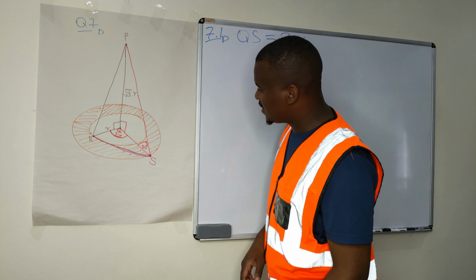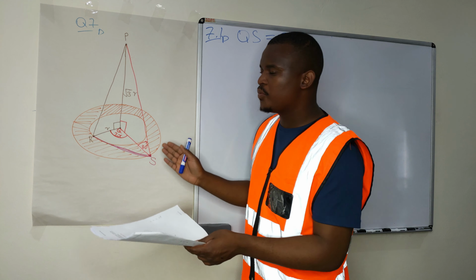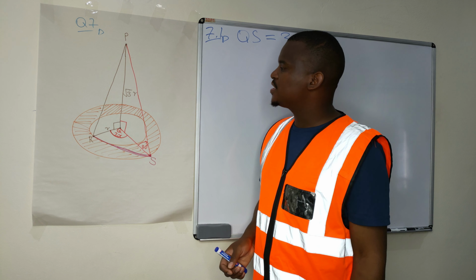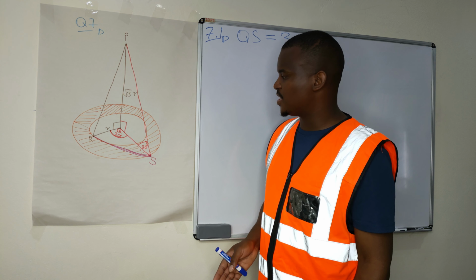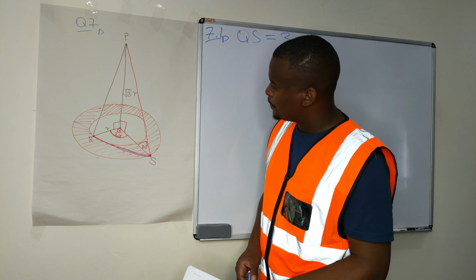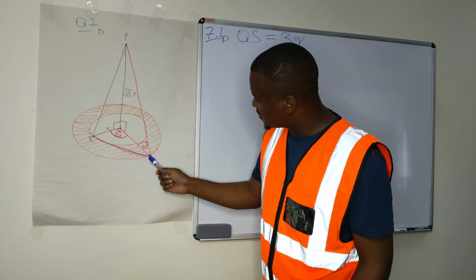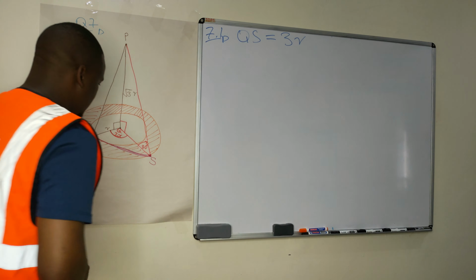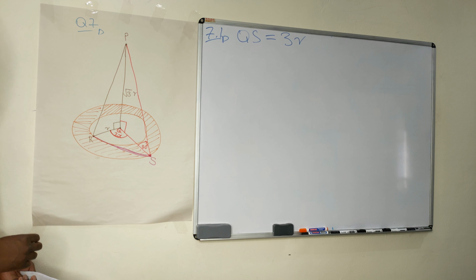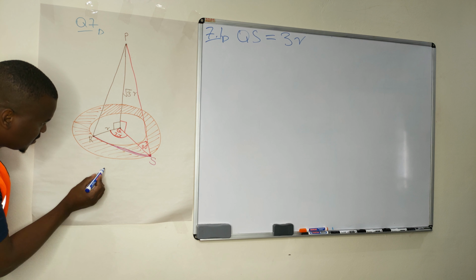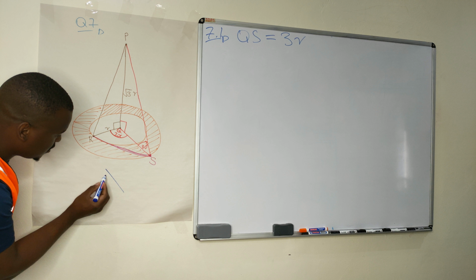Now, when you're working with these three-dimensional drawings or diagrams, I would say it is easier to look at them separately. You must see what you are working with. They want you to find this. If you take a look here, your QS is within two triangles. You can see that your QS is on this triangle, on the base here, which is this triangle.